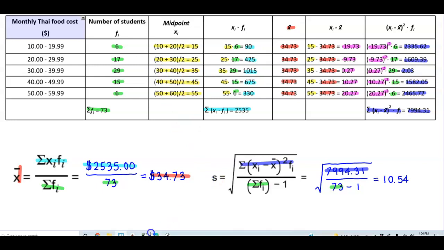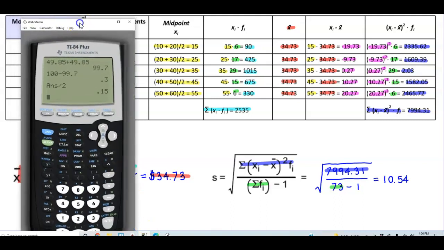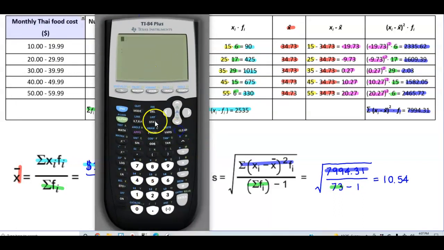So in our calculator, what we're going to do is take the square root of 7,994.31 divided by 73 minus 1, which is 72. Then we're going to take the square root of this answer. So we say second, and then the square root button, and then second, and then the blue says answer, and then we hit enter.